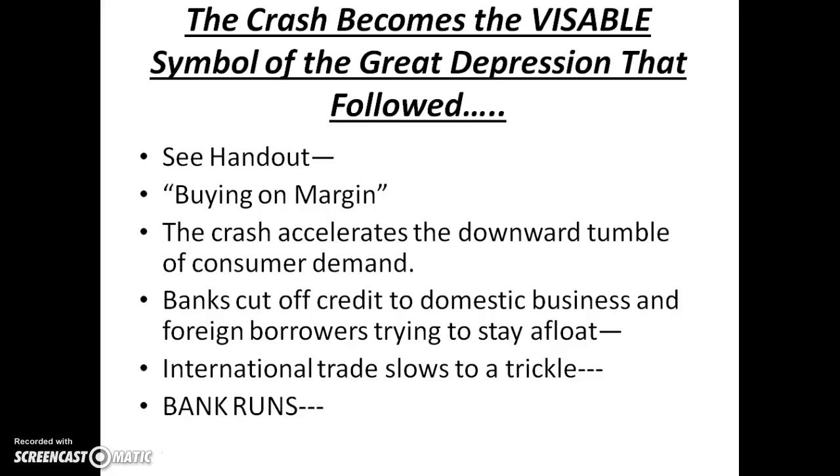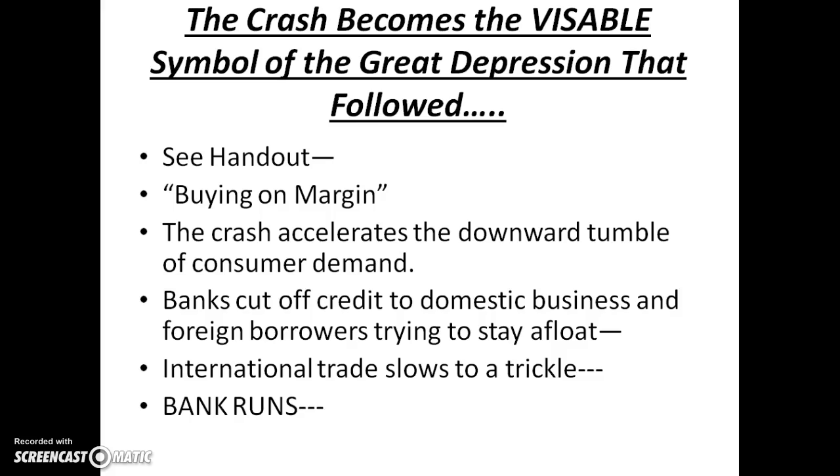Banks then cut off credit in order to try and stay afloat, and of course without credit people can't buy products and businesses can't start up. International trade will slow to a trickle, and as you're probably familiar with, the economic downturn spreads from the United States to Europe and across the world to the different banks that are connected. And there are bank runs across the United States. Again, a bank run occurs when people think there's a risk that their money might be lost.